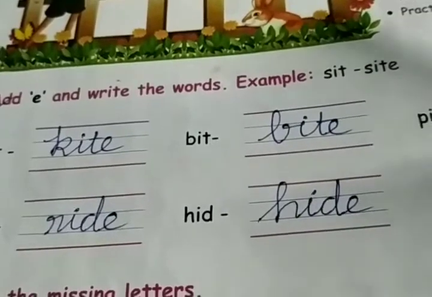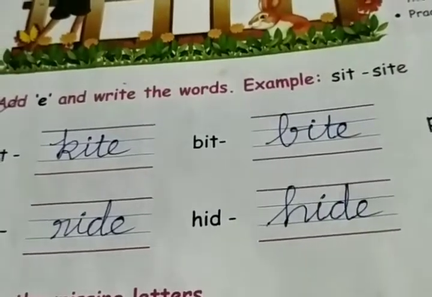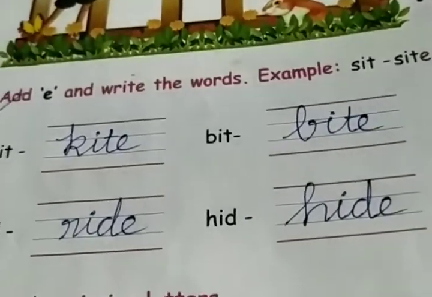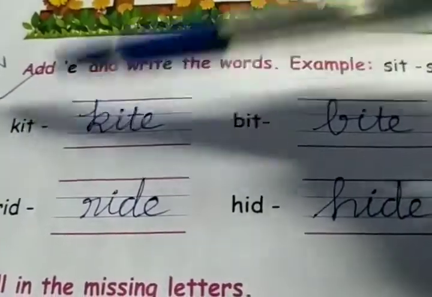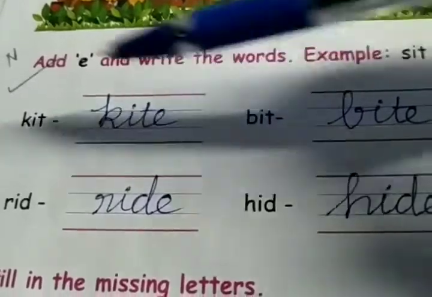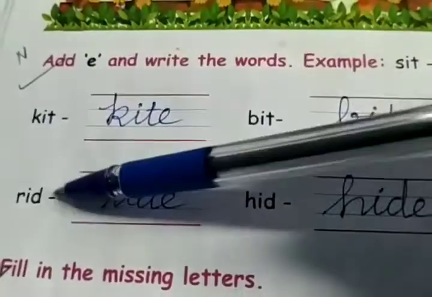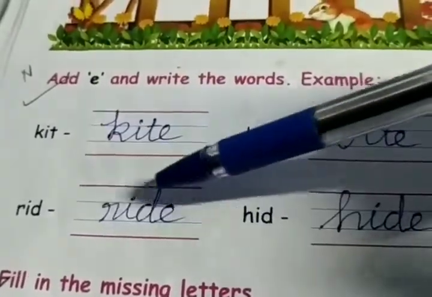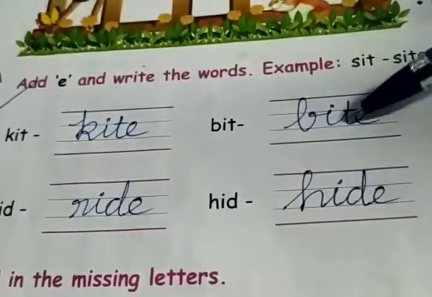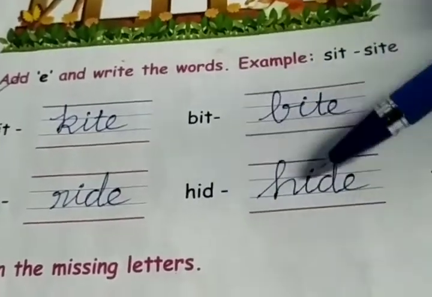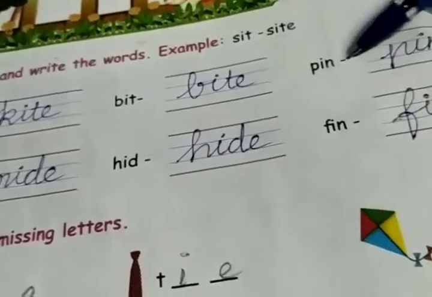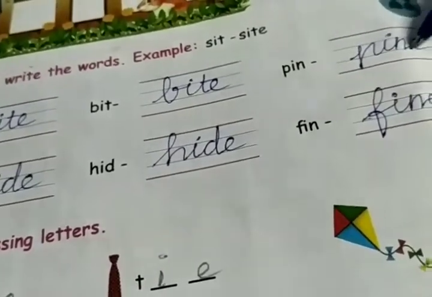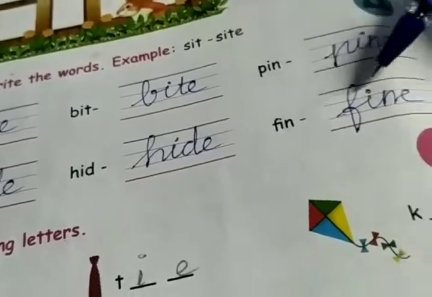We already noticed in our note, isn't it? So write in a note and study in the previous classes. So it will be easier for you. So that is mentioned here. KIT. So you want to add E last. So KIT, kite. RID, ride. BIT, BITE, bite. HID, HIDE, hide. SIT, SITE, site. PIN, PINE, pine. FIN, FINE, fine.